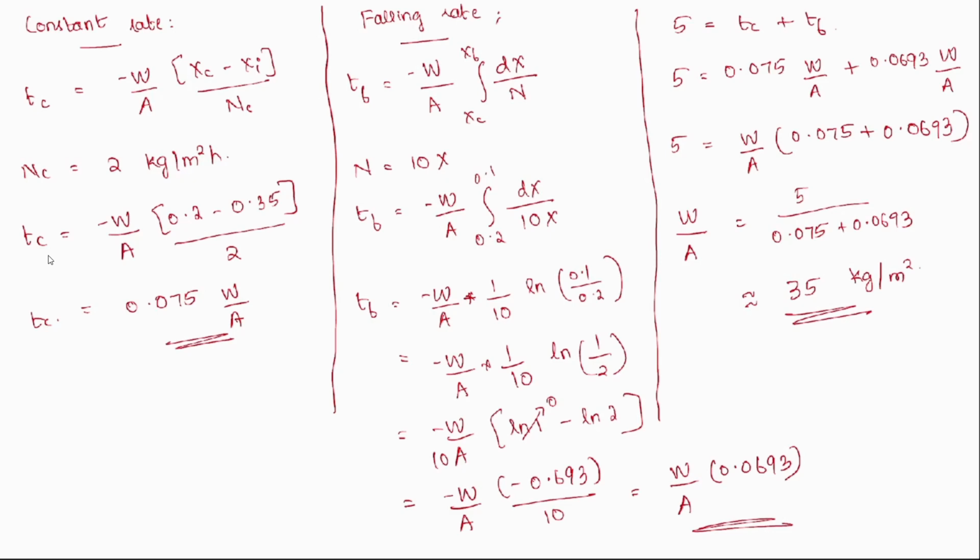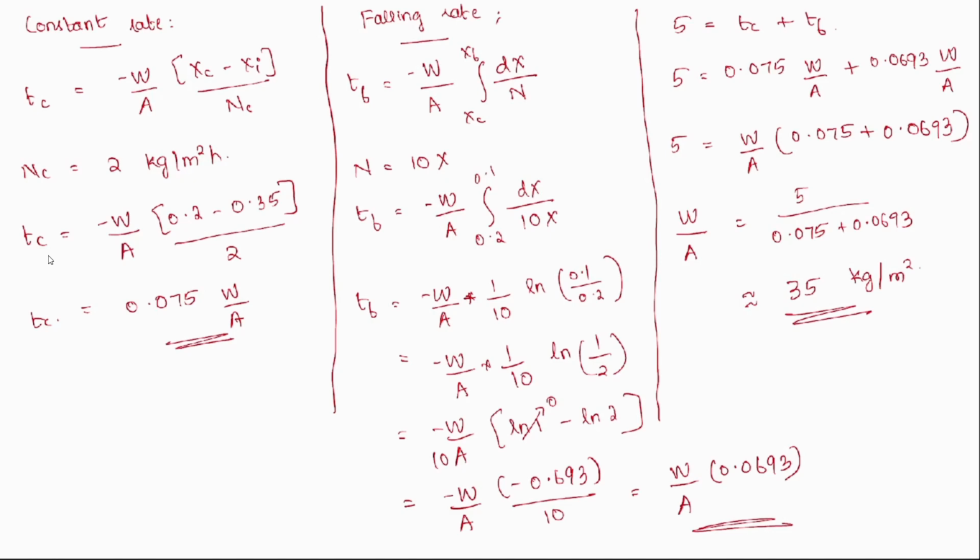So the total time is equal to 5, which is equal to TC plus TF, and just substitute these values here, and the only variable remaining will be W by A, which is the mass of dry solid per unit area, and we can find the final answer as 35 kilogram per meter square.